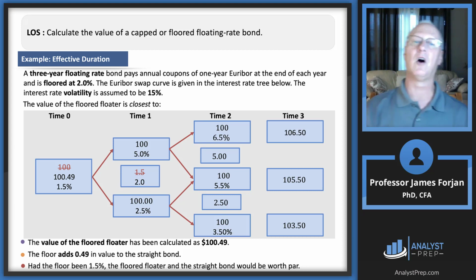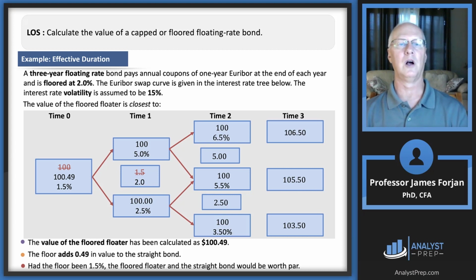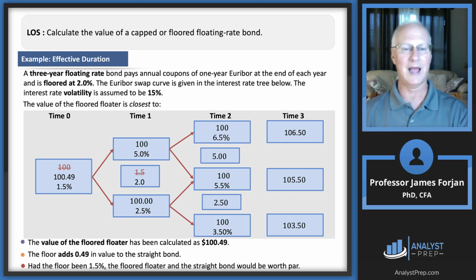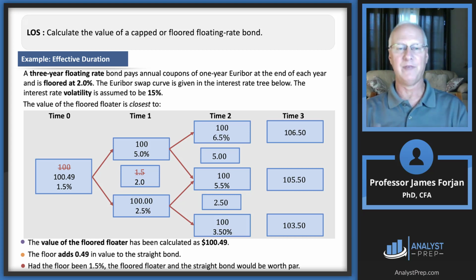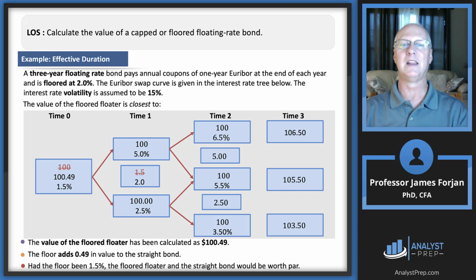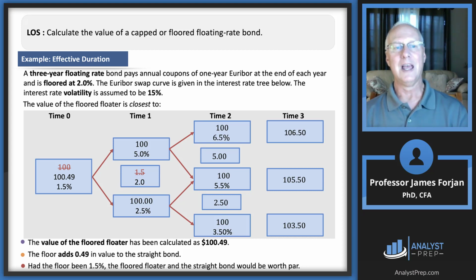So we need to scratch that off and substitute the floor of the 2% coupon rate or that $2 and then continue to backward induct. And we get the 149 cents. And so the floor adds 49 cents in value to the straight bond. Keep in mind, there's no possible way that you can calculate the value of a cap or a floor floating rate bond if you don't have the understanding of the interest rate tree, the backward induction, and then the scratching out or the substitution if that embedded option moves into the money.